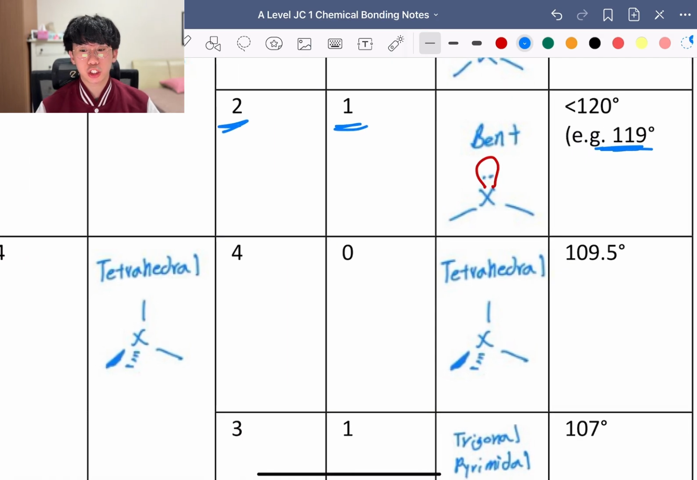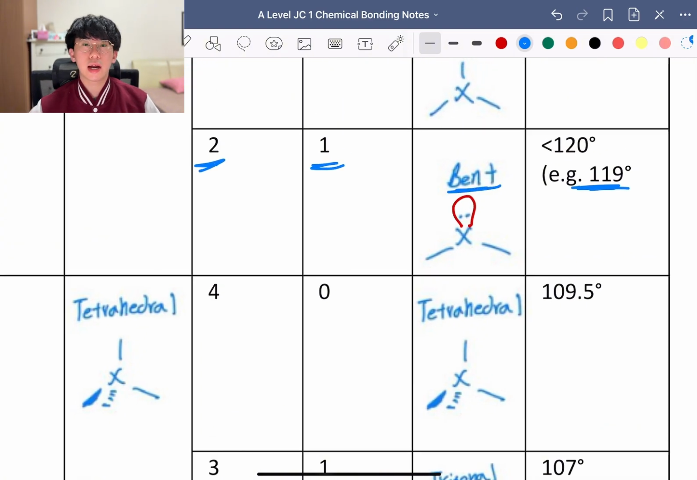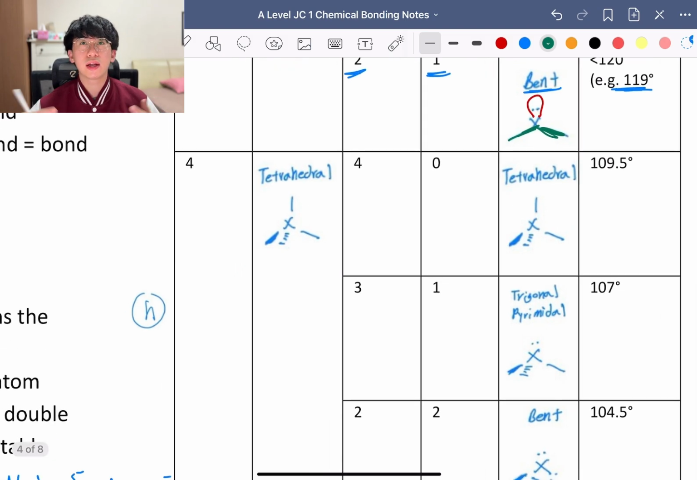And when it comes to the shape, this is bent. You're going to ask me, why is it bent? Well, because when we look at the shape, we don't really look at the lone pair. If I look at the whole molecule without taking into account the lone pair, it's just really a bent shape here, ignoring the red portion. So do take note of that when you're trying to find out how to name the shape of the molecule.